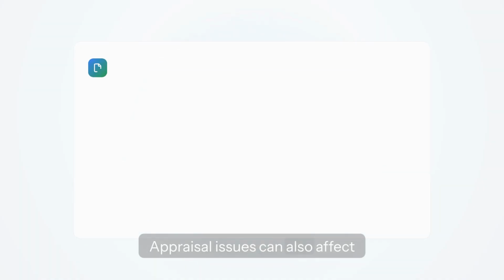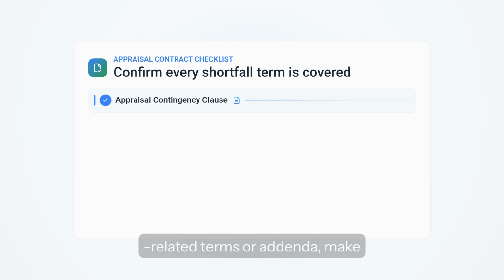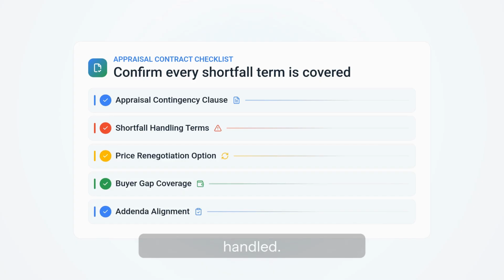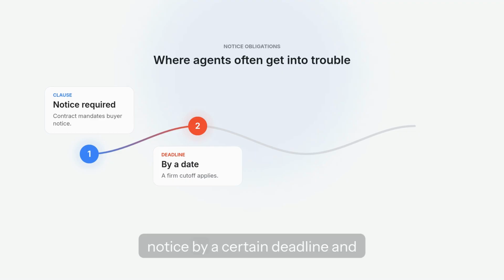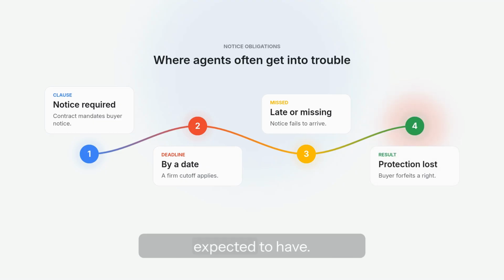Appraisal issues can also affect the path to closing. If the transaction uses appraisal-related terms or addenda, make sure the contract reflects exactly how an appraisal shortfall will be handled. Notice obligations are where agents often get into trouble. If the contract requires buyer notice by a certain deadline, and that notice is late or missing, the buyer may lose a protection they expected to have.